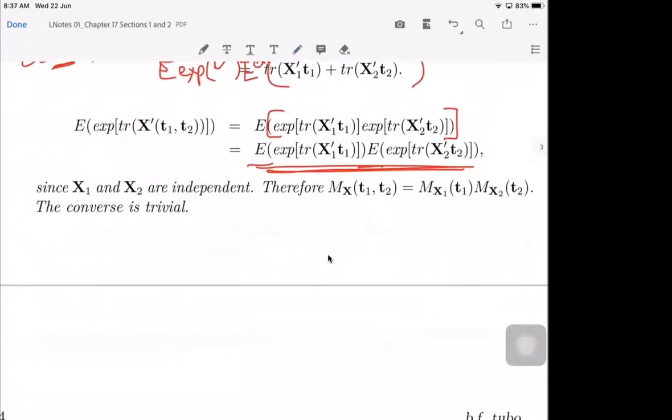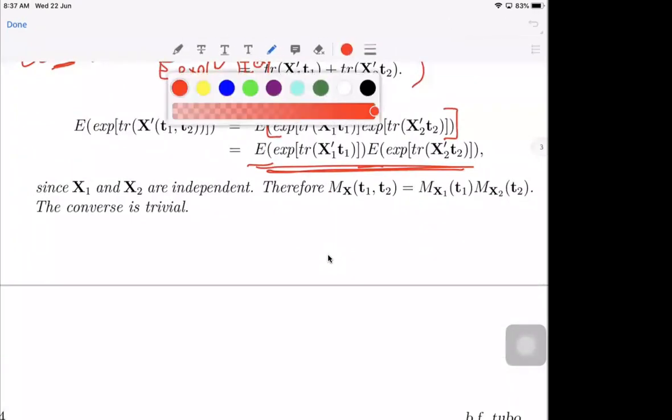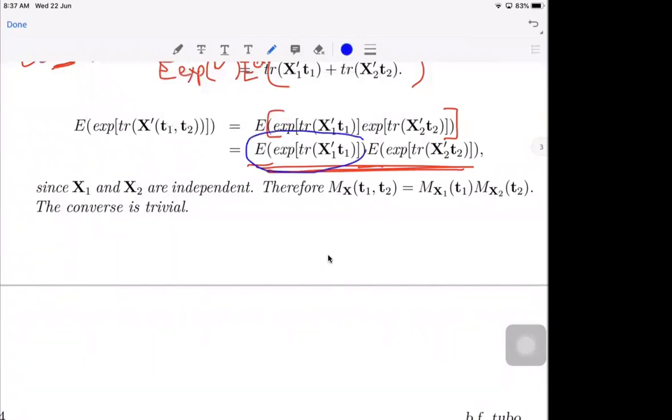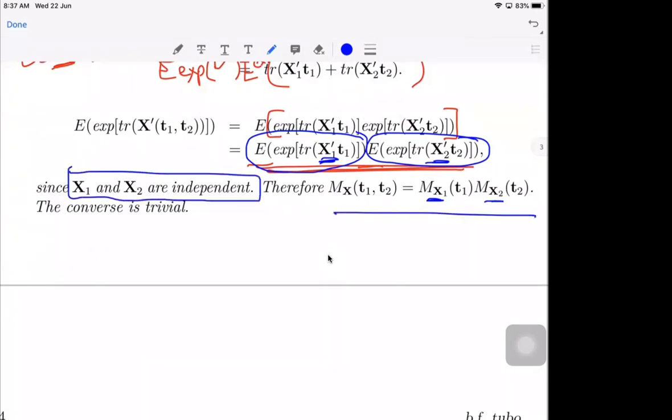So because of that, if you look closely at these terms here, this is actually the moment generating function of x1, and this is actually, by definition, the moment generating function of x2. So when x1 and x2 are independent, then the moment generating function of your x is just the product of the corresponding marginal moment generating functions.